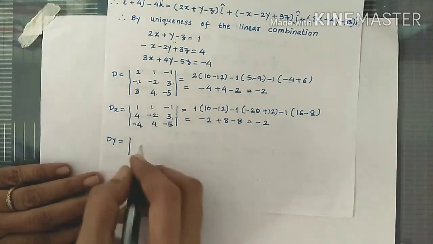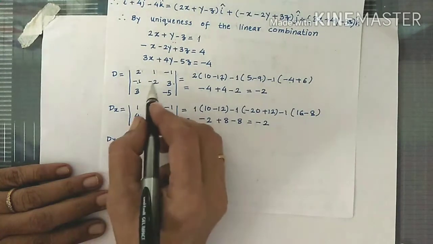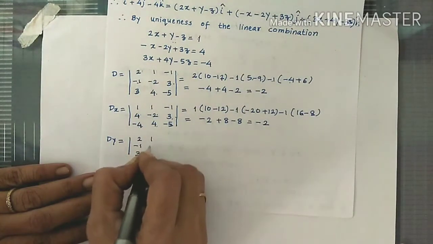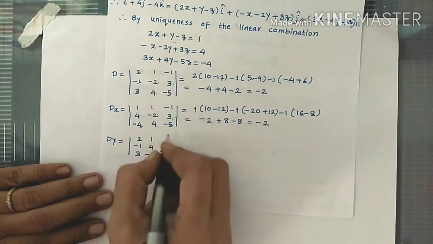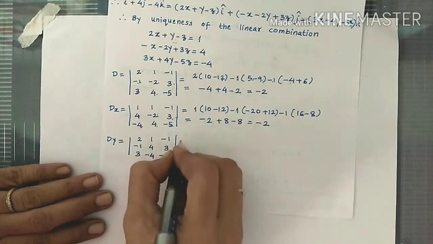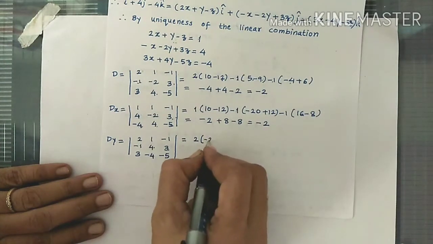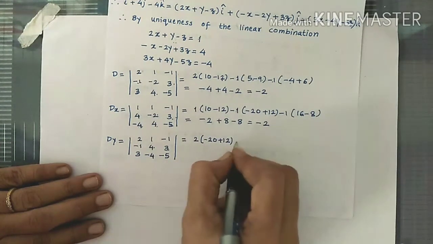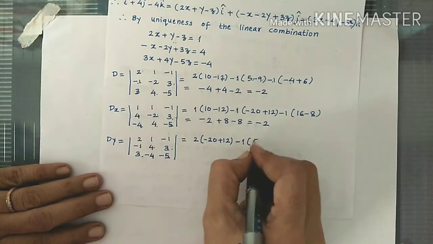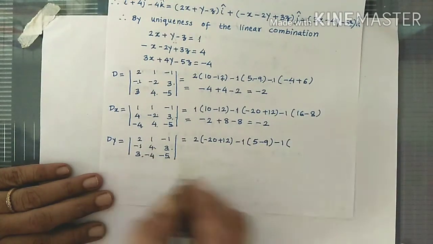Dy is, now first column is 2, minus 1, 3. Consider d. In d we have to replace this second column of coefficients of y by constants: 1, 4, minus 4. Third column is minus 1, 3, minus 5. So solving this we get 2, then minus 20 plus 12. Second one is minus 1, then 5 minus 9, minus 1. Here we have 4 minus 12.